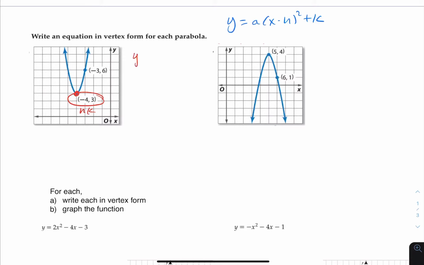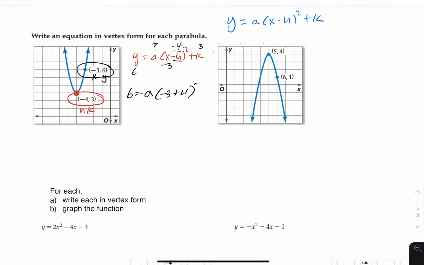So if I was to write this equation, I know what two of them are. This is negative 4, and that's 3. What I don't have is my a. So unlike the last time, where a was by far the easiest, this time I don't have the a. But I do have another point, and we're going to make that your x and y to find your a. So my x is going to be negative 3, my y is going to be 6. So 6 equals a times (negative 3 plus 4, double negative here) squared plus 3.